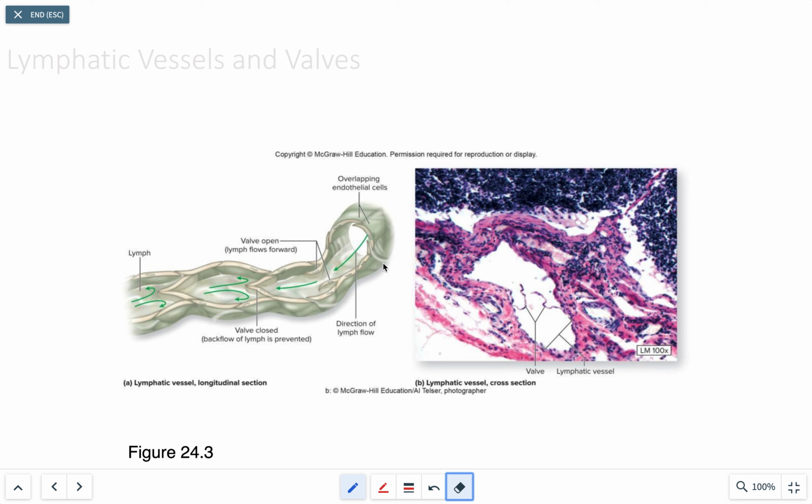These resemble venules. So when we're looking at the venules, they're composed of 3 vascular tunics, and they also have the valves similar to the veins.